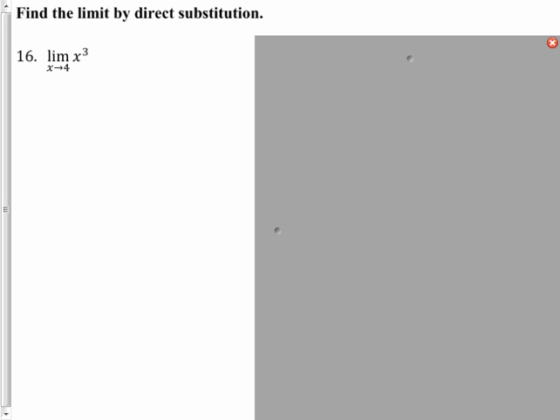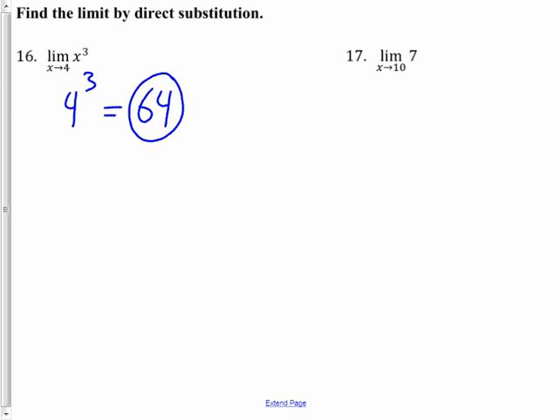So find the limit by direct substitution. The limit of x cubed as x goes to 4 becomes 4 cubed, which is 64. Next one, the limit of 7 as x goes to 10. This is like example 1 of basic limits, the limit of a constant.